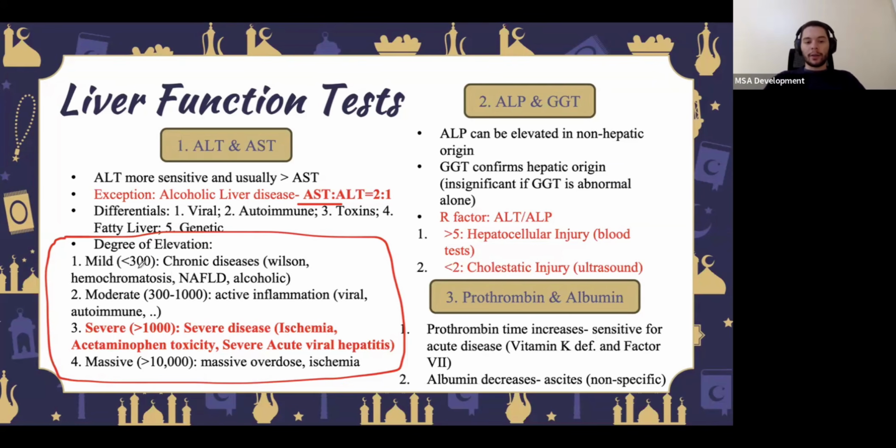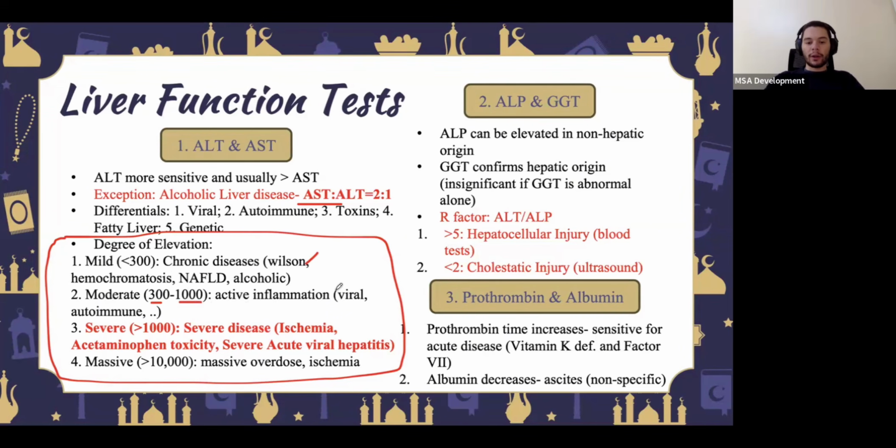Mild is less than 300, and it's found in chronic diseases. Chronic means it's taking a long period of time, and it's slowly killing your hepatocytes. But typically, you'd have a lower number of transaminases than other conditions. Examples of this would be Wilson, hemochromatosis, alcoholic. Anything chronic would kill your hepatocytes over a longer period. Fine. Then you have your moderate increases from 300 to 1,000.